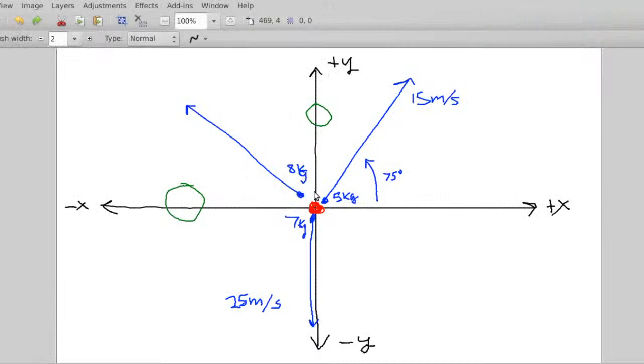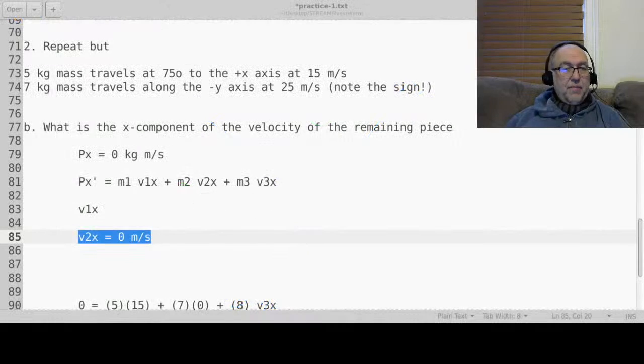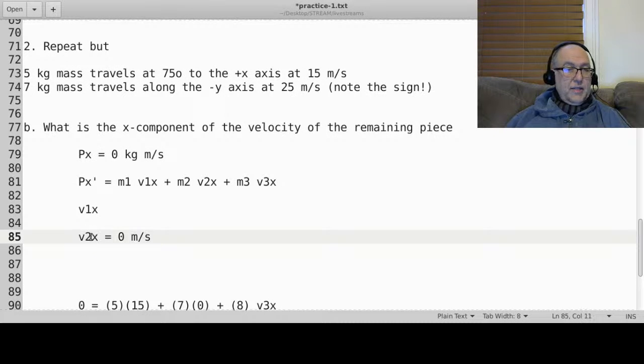Well, looking at the diagram, the 7 kilogram is going purely along the negative y direction, so it has no contribution along the x direction. If the 7 kilogram, mass number 2, has no contribution along the x direction, then its x component must be 0.